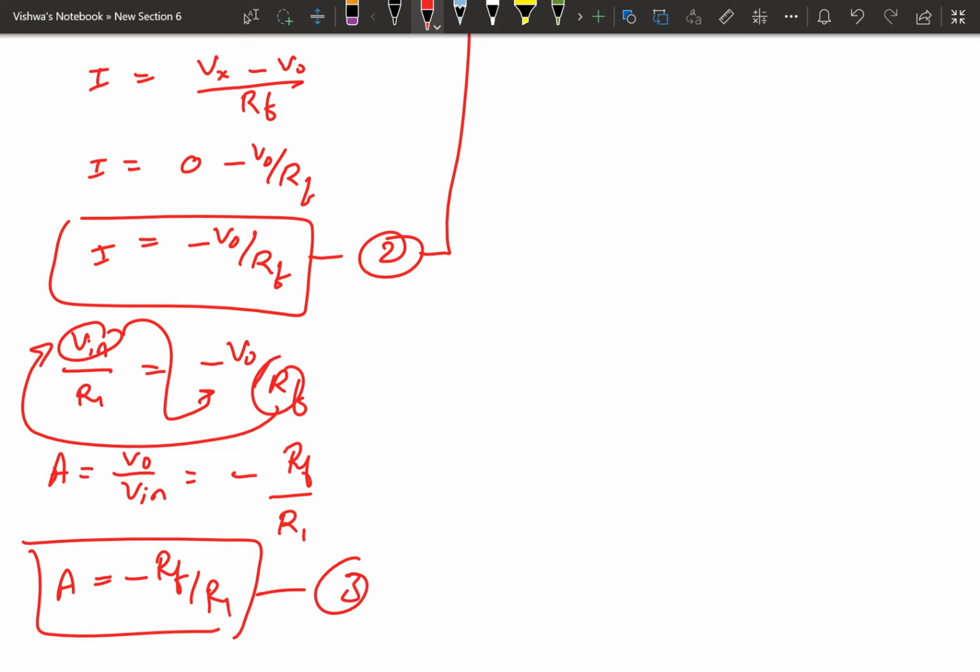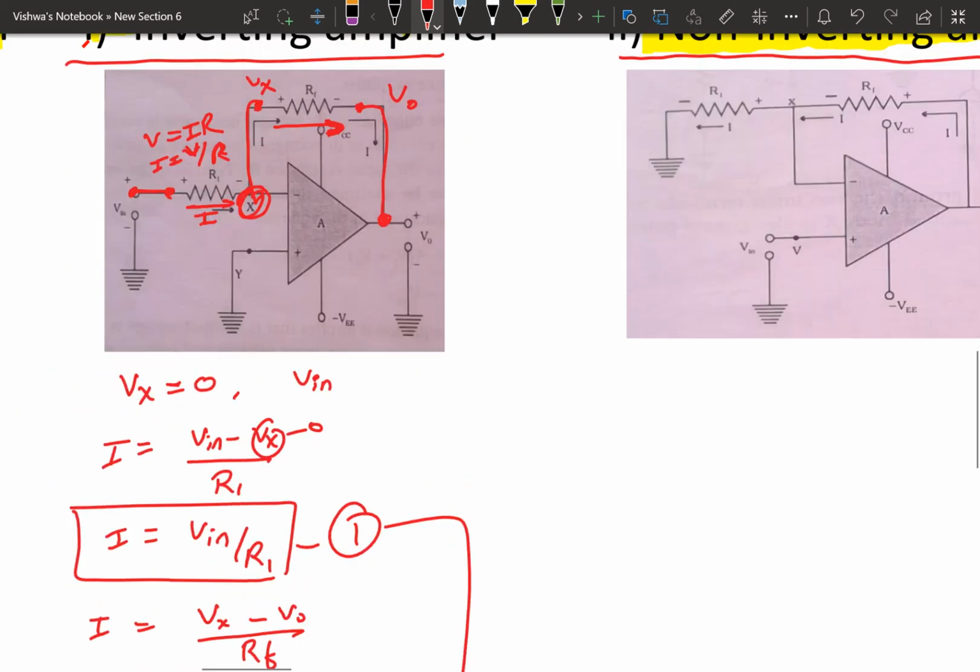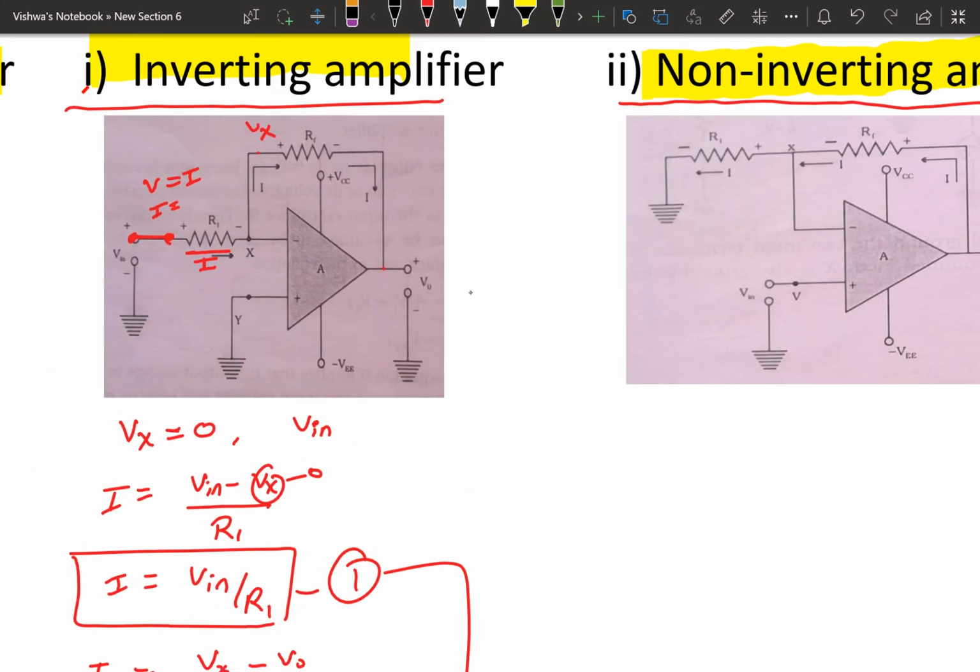So Rf is the feedback resistor, and R1 is the resistance at the input terminal. This is the gain, Rf divided by R1. The negative sign indicates there is a phase difference between input and output, because it is an inverting amplifier.